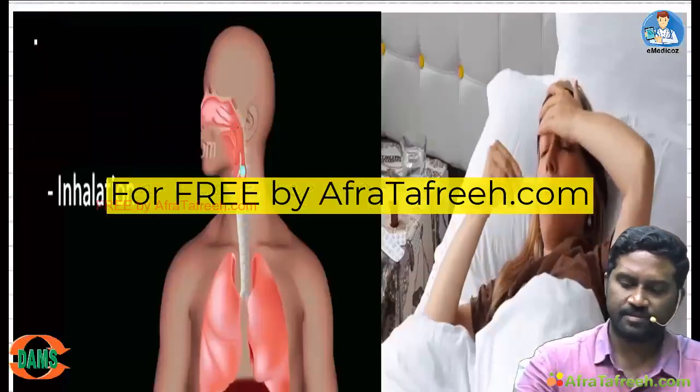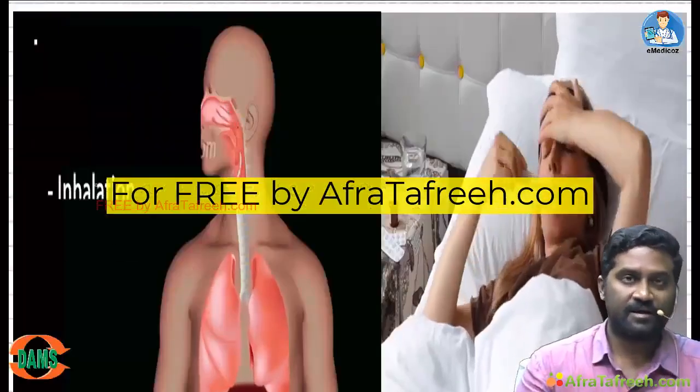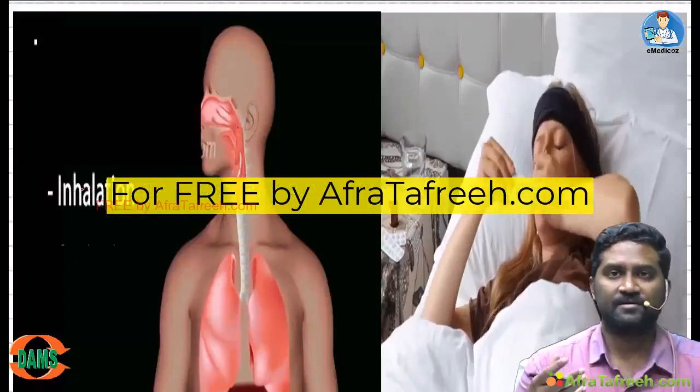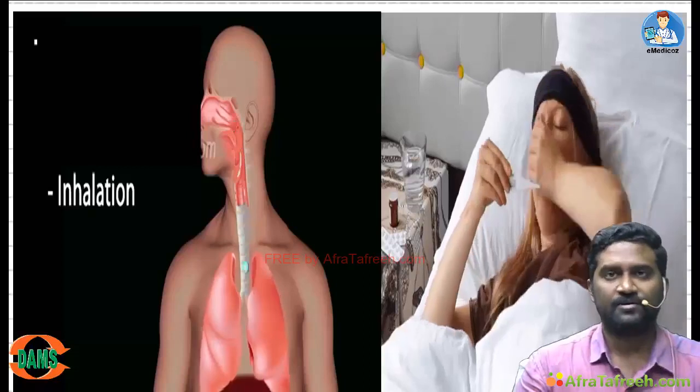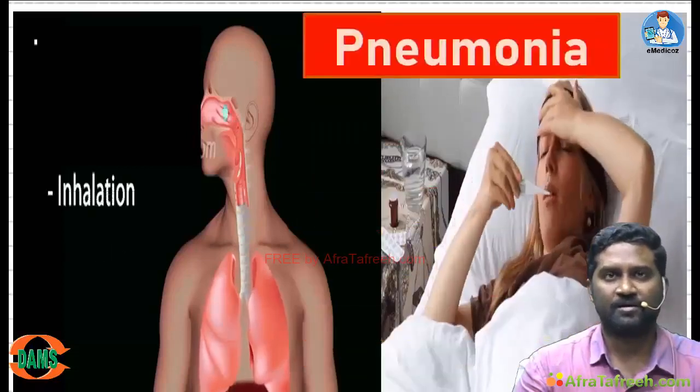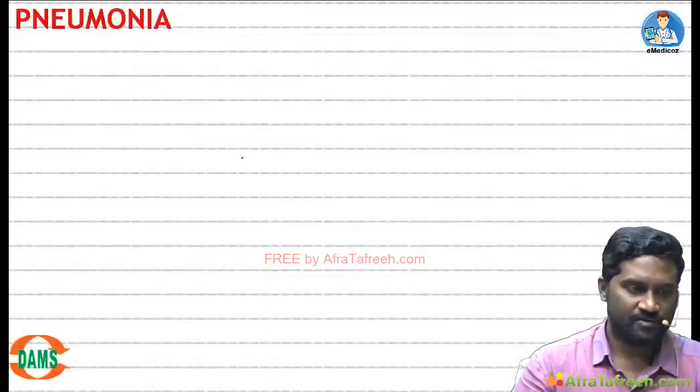Next disease. Here patient is inhaling a microorganism and getting symptoms such as a fever, cough, shortness of breath. What is this common disease? Pneumonia. So write down what is pneumonia.